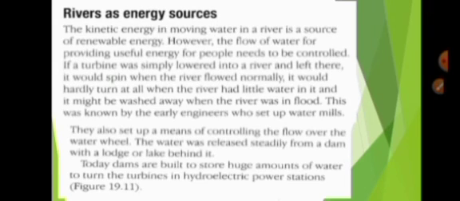Rivers as energy sources. The kinetic energy in moving water in a river is a source of renewable energy. However, the flow of water for providing useful energy for people needs to be controlled. If a turbine was simply lowered into a river and left there, it would spin when the river flowed normally. It would hardly turn at all when the river had little water in it, and it might be washed away when the river was in flood.